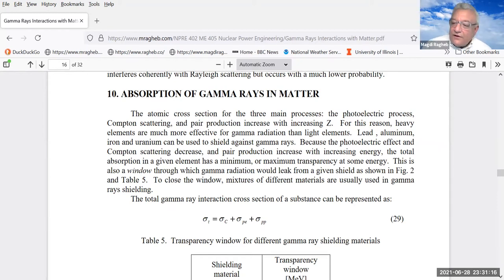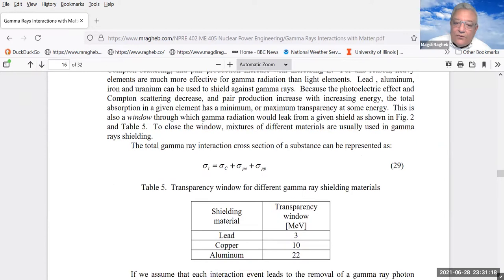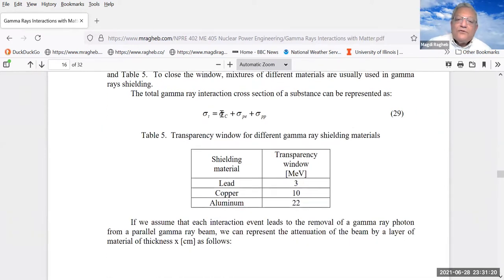So in that case, we combine the three probabilities of interaction: the one for the Compton scattering, the cross section as we're going to call it, plus the one for the photoelectric effect, plus the one for the pair production for a photon of a given energy. And as I suggested, you get the transparency windows for different materials. For lead, it happens in the diagram that I've shown you at 3 million electron volts.